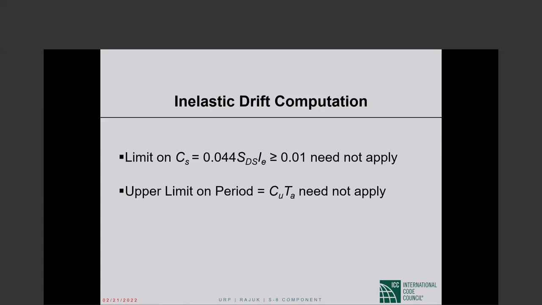Then we compute period rationally by any procedure that is in conformance with the principles of mechanics. The rationally computed period T depends on the stiffness assumption that we make in the period computation. And because of that, T is limited to being no more than a multiplier times the approximate period. The multiplier in Bangladesh is 1.4. So we are never allowed to take the rationally computed period any larger than 140% of the approximate period.